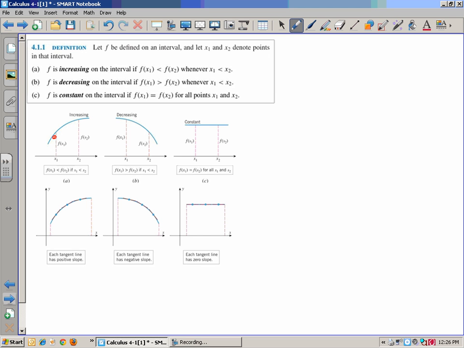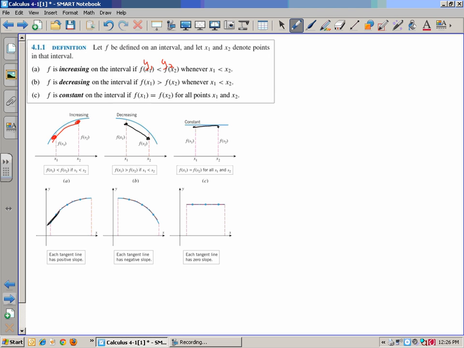So taking a look at our graph, some function value here and some function value here. If your function value is increasing, remember, function values are y values. So this is y1 and this is y2. Okay? So if y1 is less than y2, it means you're going up. If y2 is less than y1, you're going down. If there's no change, it's constant. Okay? So now what we're talking about is slope.